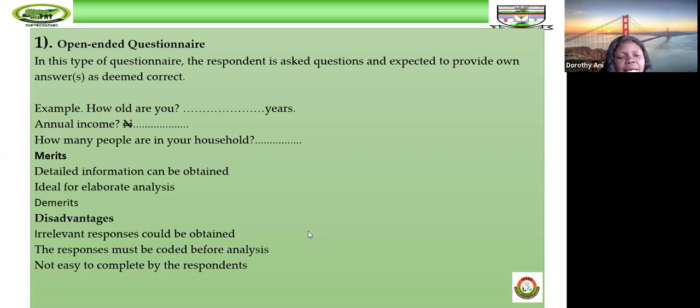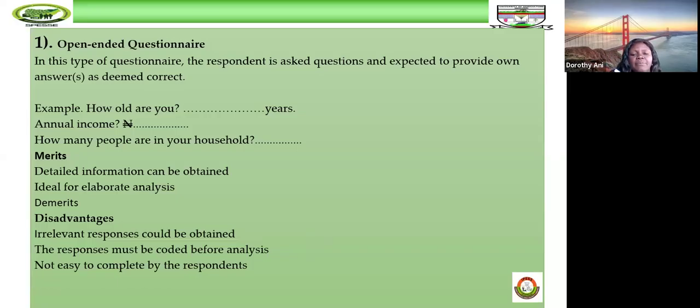So you get detailed information. And again, it's ideal for elaborate analysis. Like if the person goes on to tell you all the things that are the problems, if you had used your own close-ended questions that gave them options, the person may not have all the time to tell you the real thing that is their problem. You understand? So it is ideal for elaborate analysis.